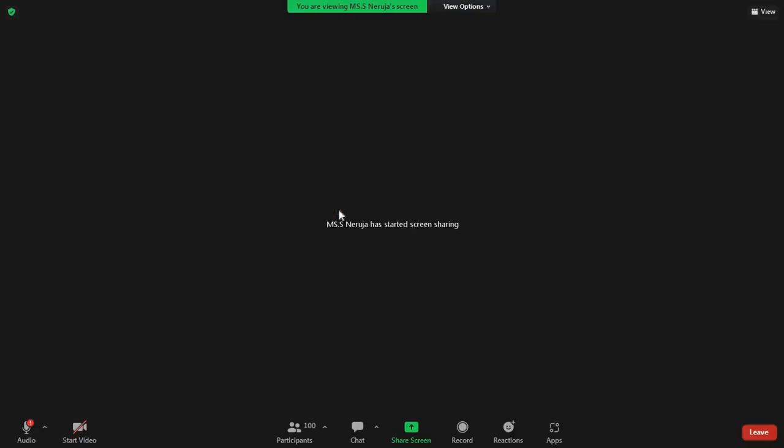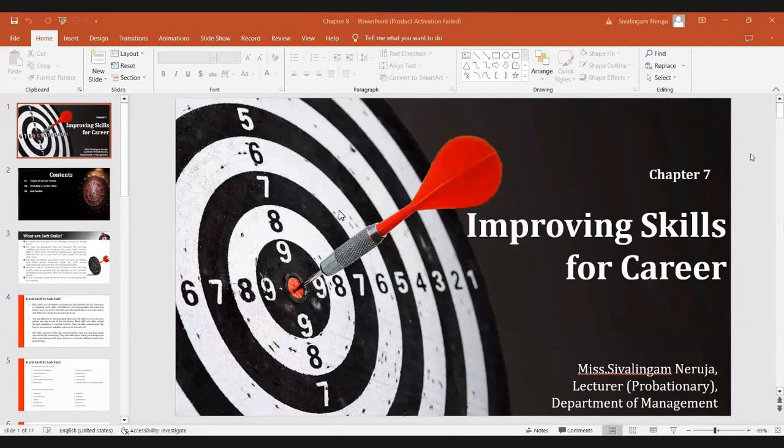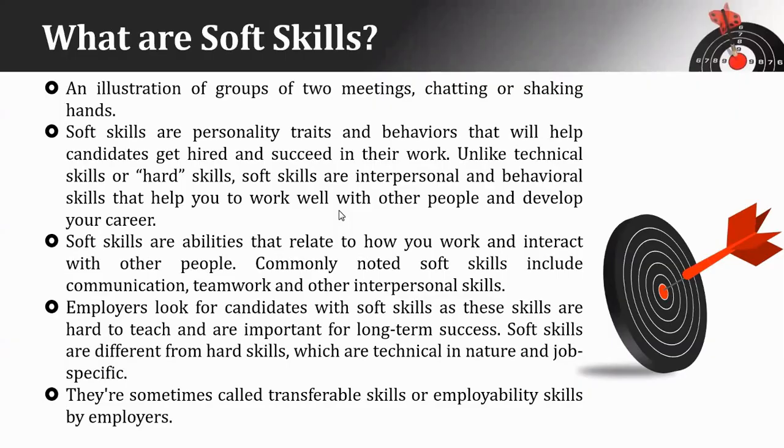Okay, that is again a simple chapter dealing with skills for the organization, how the skills for the career could be improved, especially focusing on the soft skills. Okay. If the slides are shared. Yes, ma'am. Okay, so the seventh chapter is about improving the skills for the career, especially focusing on the soft skills.